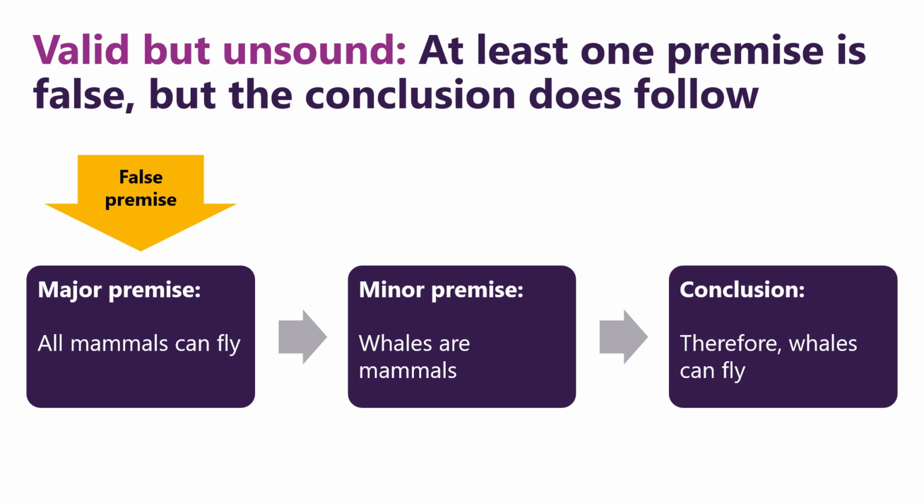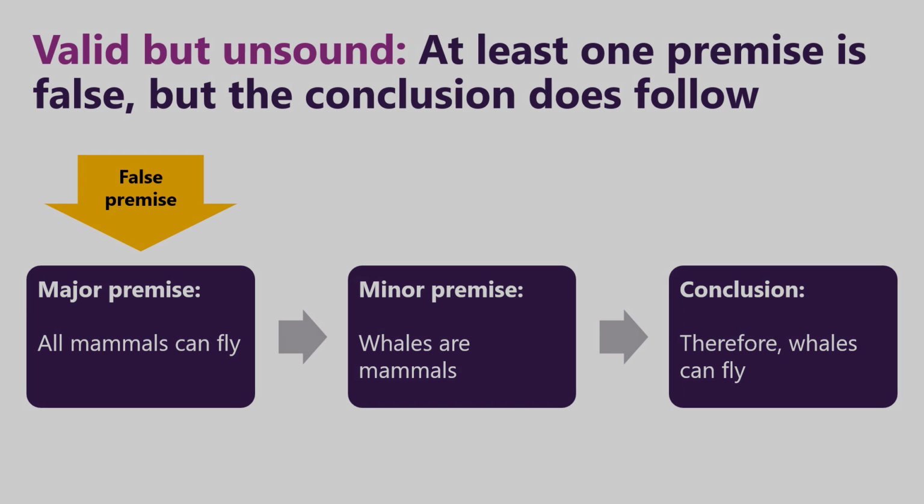Indeed, if all mammals could fly, and whales were mammals, the conclusion would follow that whales could fly. Now in this case, of course whales are mammals, but the first major premise that all mammals can fly is untrue. Therefore, while the logic is valid, the evidence is unsound, and therefore this argument does not pass the test.